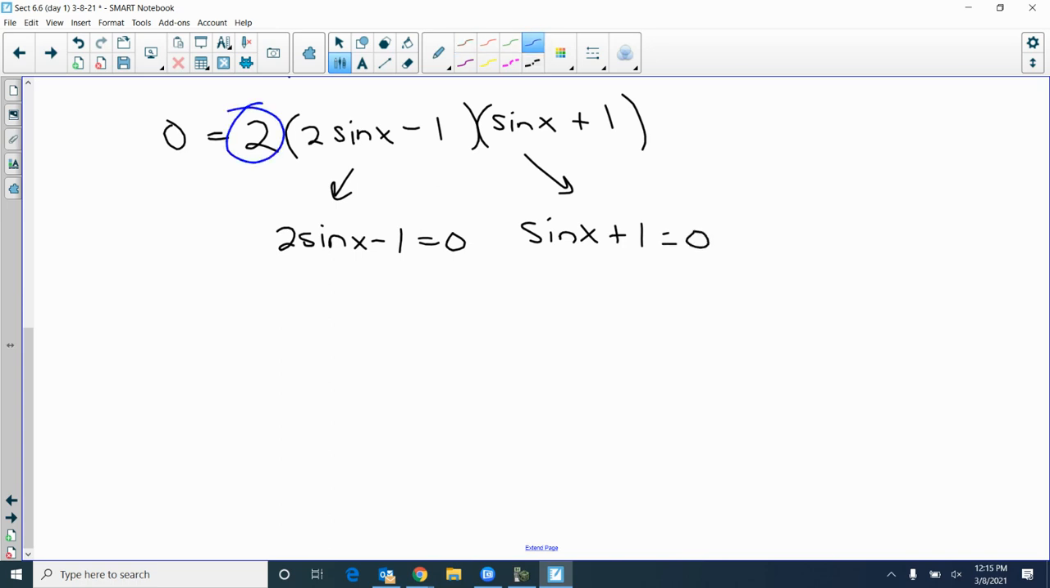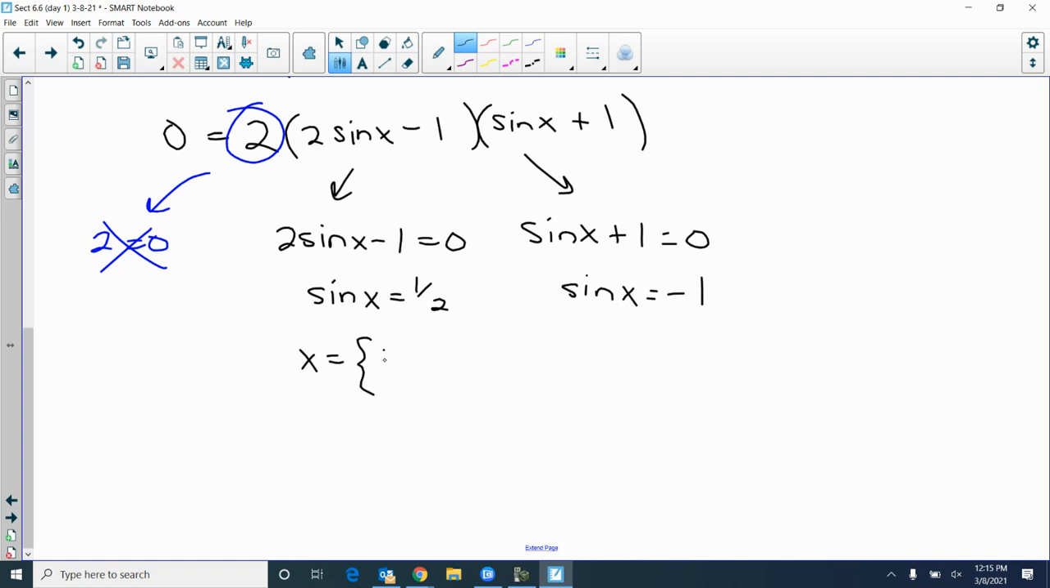Hey, what about that 2 out front? Do I need to worry about that as part of my answers? No, because it doesn't have a variable. If it was 2x, then that would give me another answer. Since it's just a constant, you can set it equal to 0, but it gives you nothing. So that doesn't help us. Solving here, I get sine of x equals 1/2. Sine of x equals -1. All right, I believe we get pi over 6, 5 pi over 6, and then 3 pi over 2.